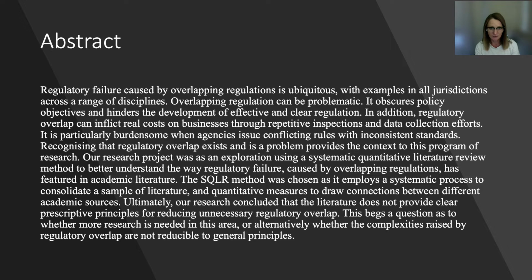Now, in undertaking this research, we wanted it to be as independent as possible. We wanted it to be independent from the department, but also, in as far as it was possible, from our own biases. And so we used a method known as a systematic quantitative literature review. Now, this meant we entered our search terms in a particular way. We found a number of articles. We eliminated any that were irrelevant to the particular topic.